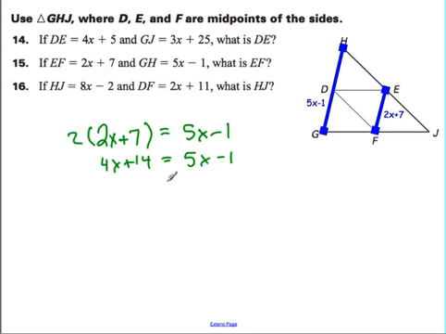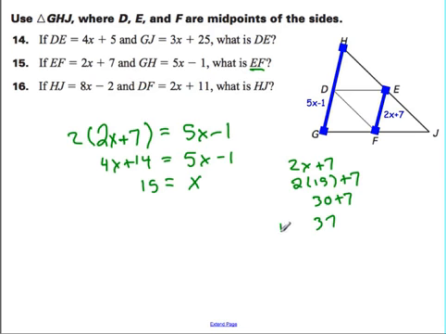If I move the x's to this side this time, I'll just have an x. If I add 1 to both sides, that would be 15. I'm trying to figure out the length of EF, so that's 2x plus 7. That's 2 times 15, which is 30. 30 plus 7 equals 37. So I'll say EF equals 37.